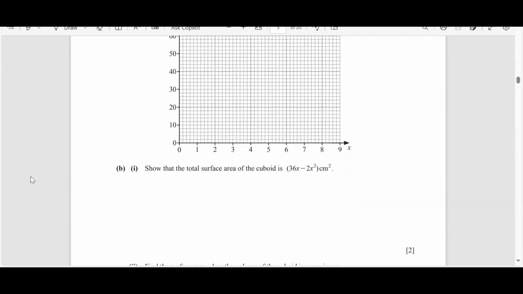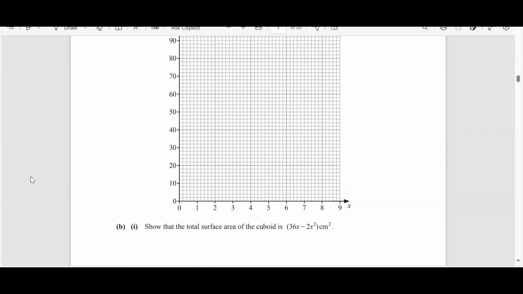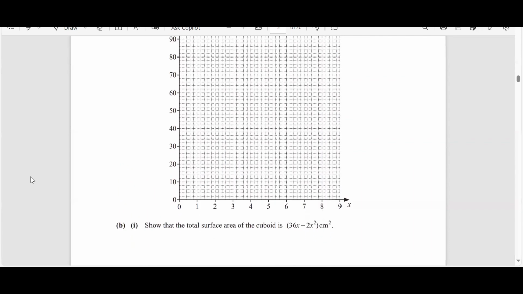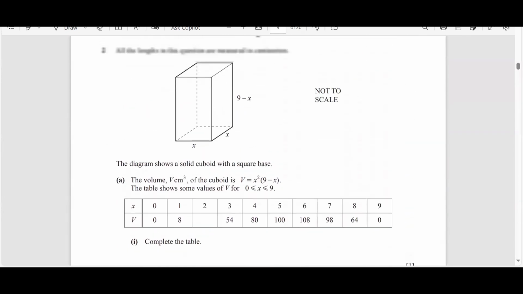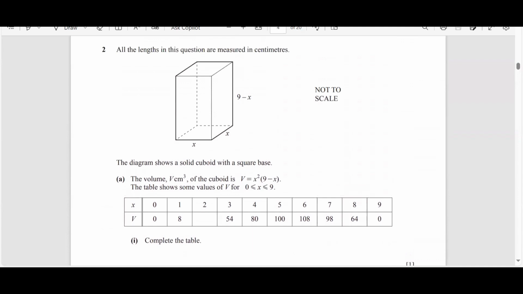Show that the total surface area of the cuboid is 36x minus 2x square. So B, first subdivision, show that the total surface area of the cuboid. We can see the cuboid is over here. How do you find out the total surface area?